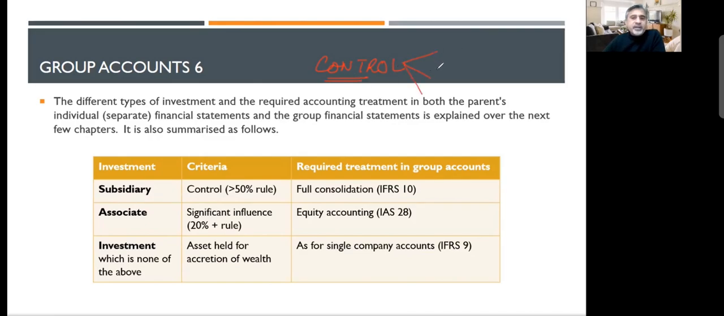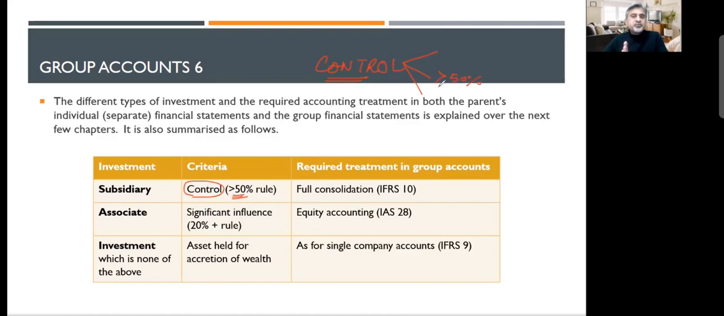The most popular scenario is the more than 50% rule. If you get more than 50% of the ordinary shares, voting shares, equity shares of another entity, it is said that you have got control over that entity. And what does control mean? Control means control over the operating decisions, control over the decision making of that entity. So you have got control if your investment is greater than 50%. There are some exceptions as well, which we are going to discuss today.